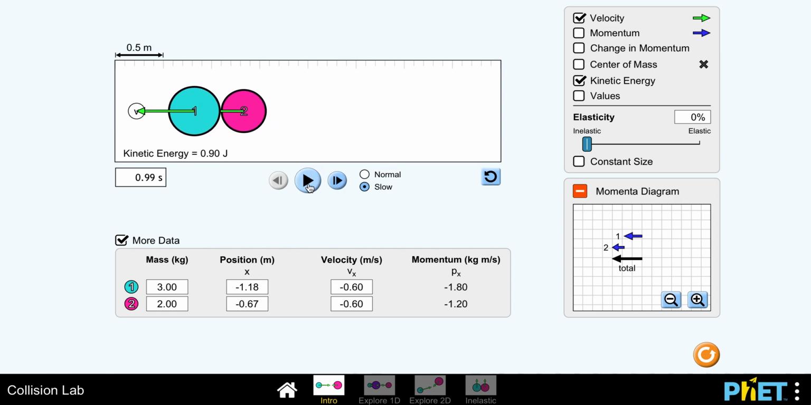Okay, and as you can see, they join together. So there's no deflection at all. They join together and they move off as one unit. The kinetic energy is much, much less. The momentum, however, is the same. Okay, so for each one of these situations, the momentum is conserved, but the kinetic energy is different, and that's all down to this elasticity.